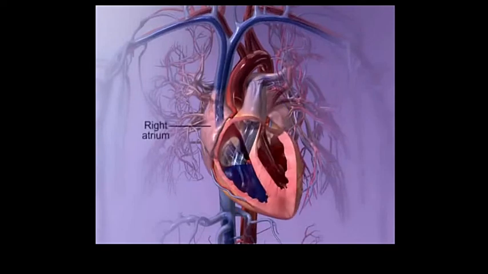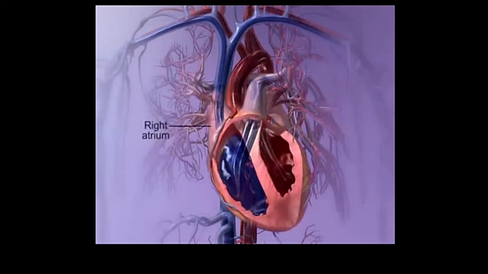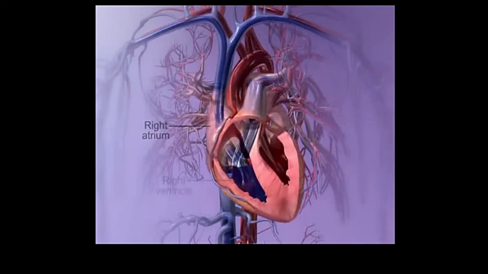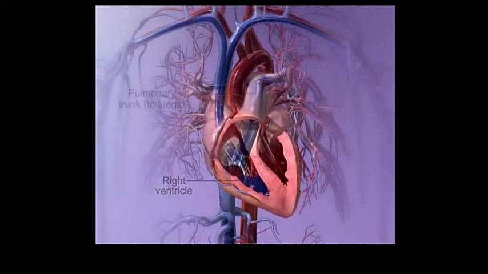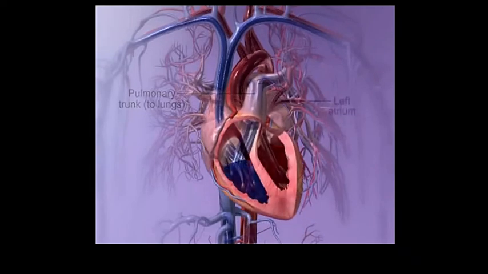The right atrium receives oxygen-depleted blood as it returns to the heart. It empties the deoxygenated blood into the right ventricle. From there, the blood rushes out to the lungs for gas exchange.